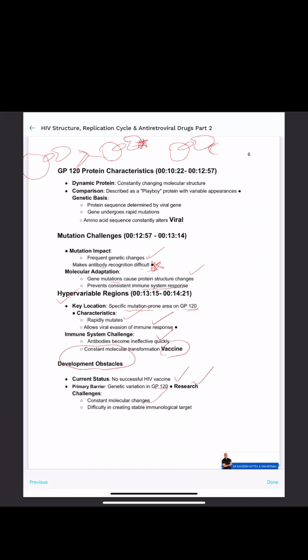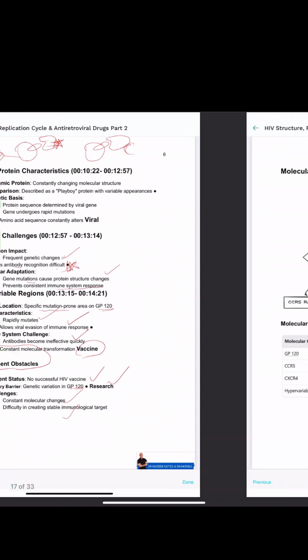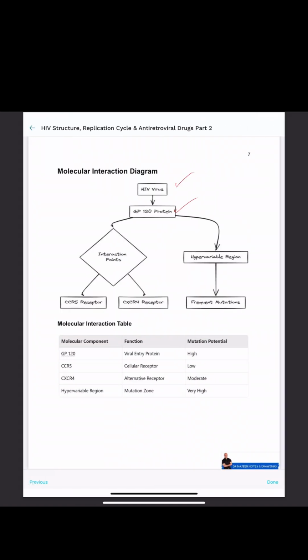What are the research challenges? Constant molecular changes are occurring, and there is difficulty in creating a stable immunological target. So the HIV virus has primary attachment with GP120 and the CD4 receptor, then interaction points: the CCR5 receptor in the macrophages, and the CXCR4 receptor in the T helper cell. This particular GP120 has a hypervariable region, and it undergoes frequent mutations.